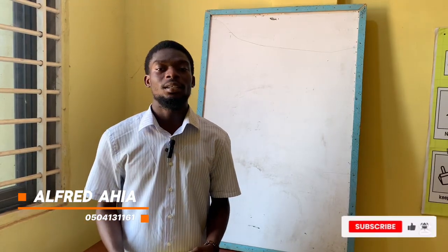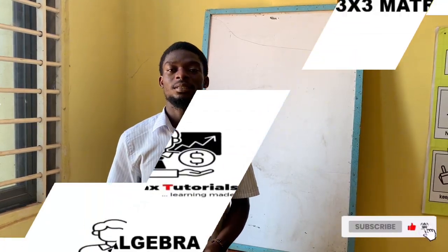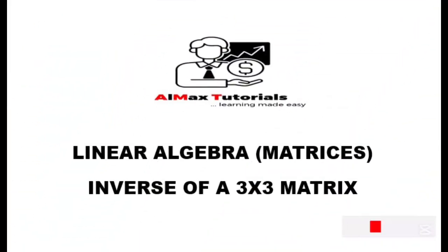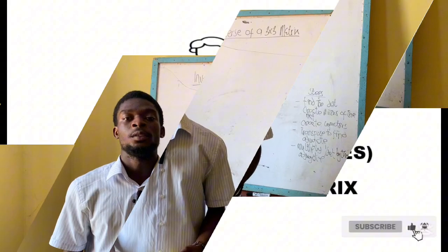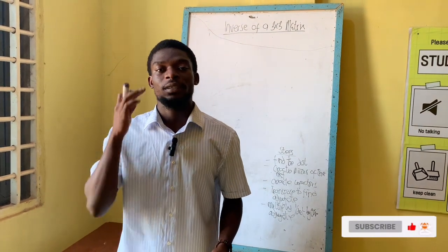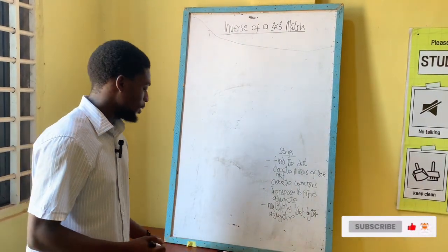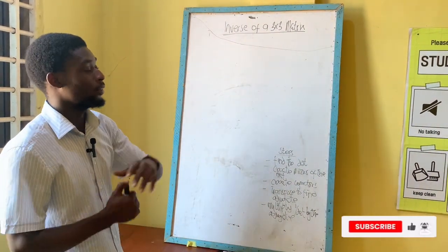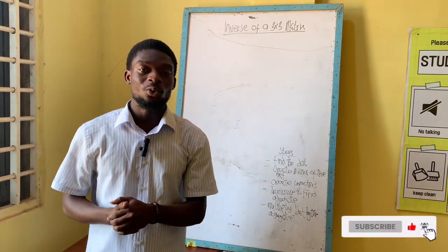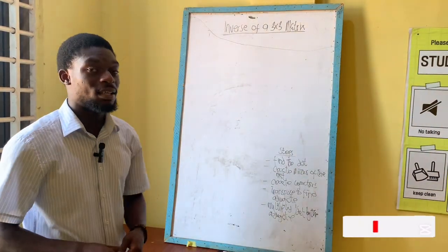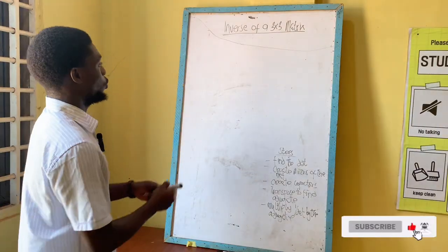Today we'll be looking at an interesting topic in business mathematics. Today we'll be looking at the determinants of a 3 by 3 matrix. It's not that different from the determinant of a 2 by 2 matrix, just that for this particular 3 by 3 matrix, we are going to deal with minors and cofactors. So let's take this particular example and solve it together.